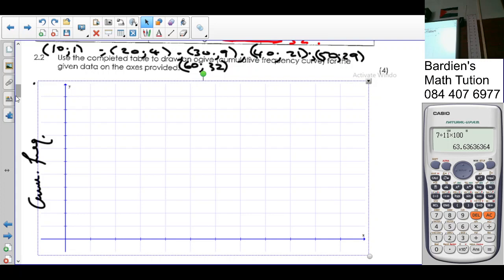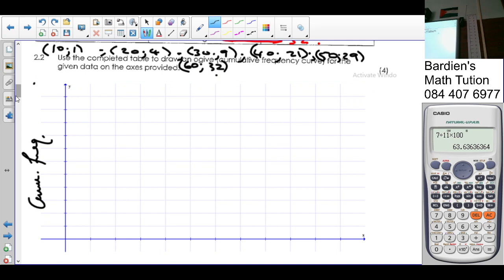Okay? Cumulative frequency. So the highest is going to be 32. 32 divided by 10 is 3.2. So I can make each one 3. Okay, so it's 0, 3, 6, 9, 12, 15, 18, 21, 24, 27, 30, 33, which now covers 32.